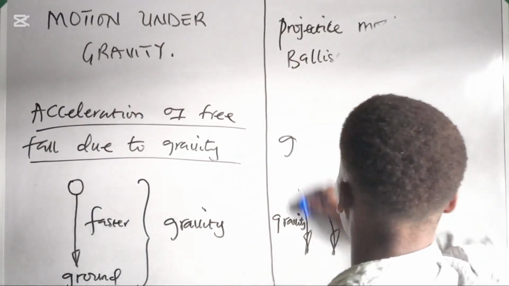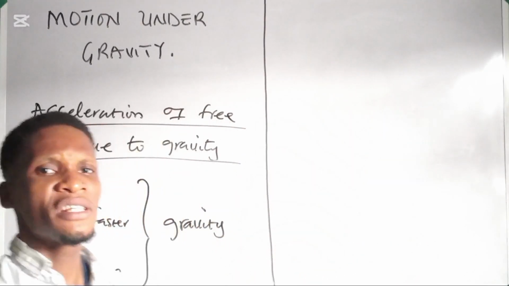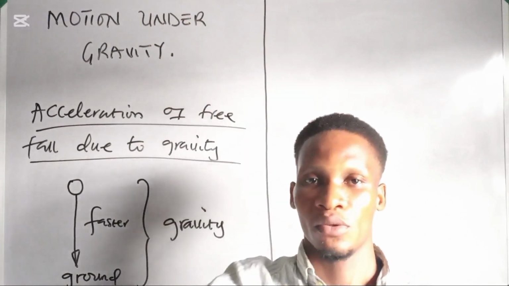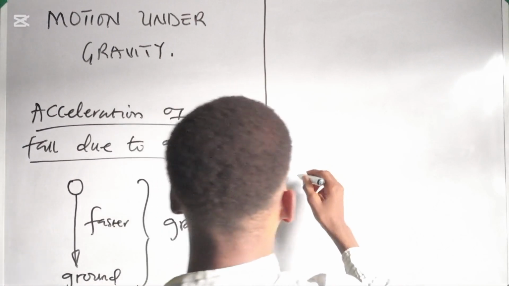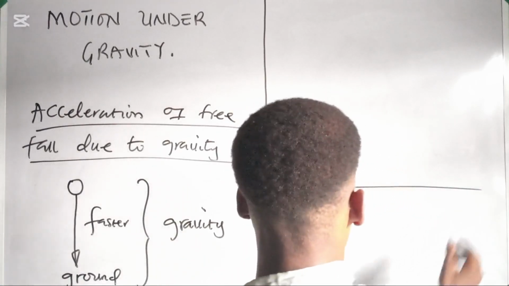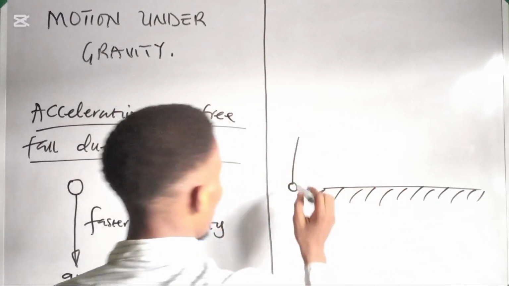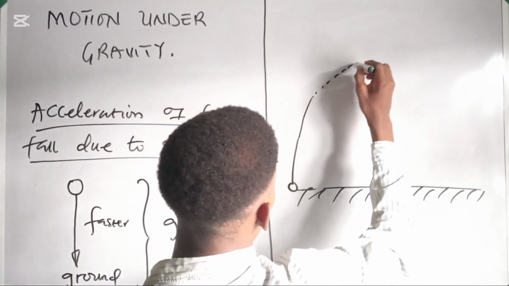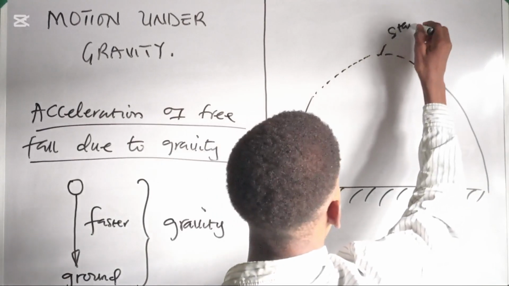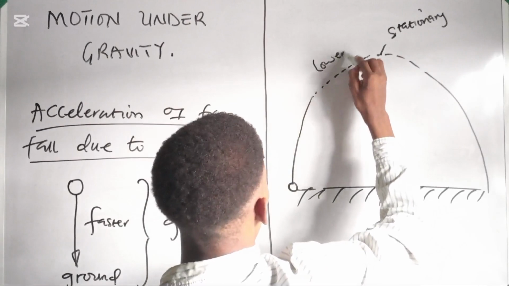Also look at another example. I'm holding the same stone, and this same stone I throw upward. When I throw this stone upward, with the action of gravity, the stone moves. This is the ground level, the horizontal plane where the stone was thrown from. So this stone moves faster, then it becomes slower. It reached a point, then it started falling again. So this is the stationary stage. Here we say it is lower, and this is higher.